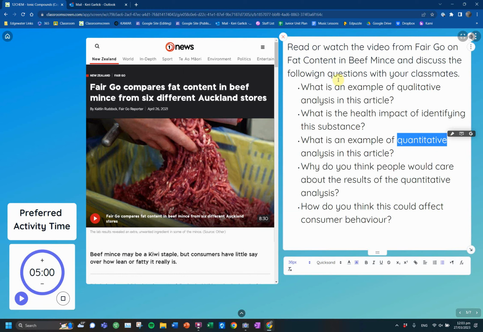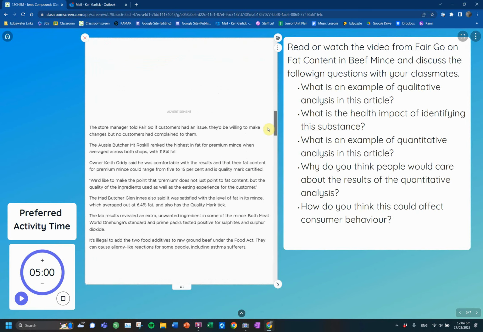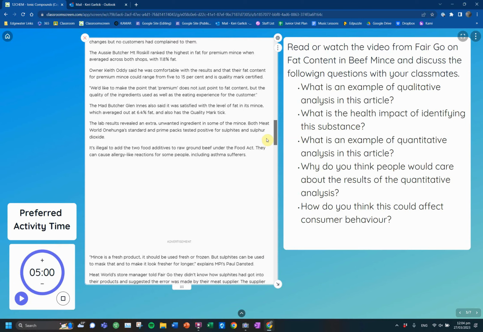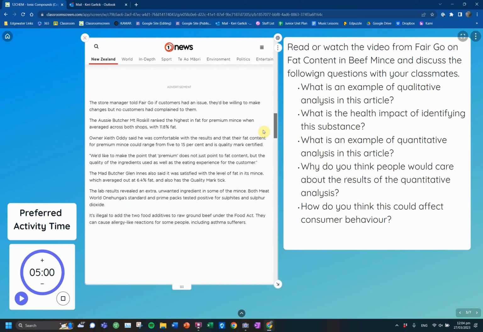There was one in here that we weren't asking what is the quantity of it, we're asking is it in there. Do you remember? Sulfites. So if we scroll down towards the top. Here we go. Lab results revealed an extra unwanted ingredient in some of the mints. Both New World, Unghunga, Standard, and Prime mints packs tested positive for sulfites and sulfur dioxide.